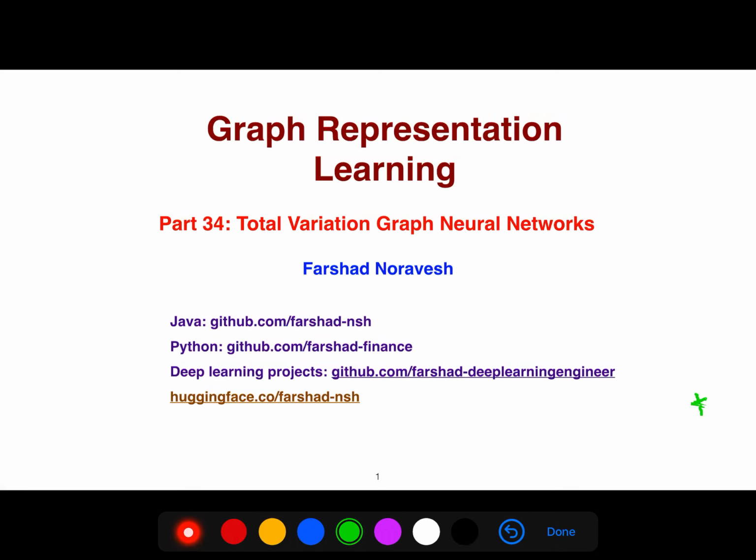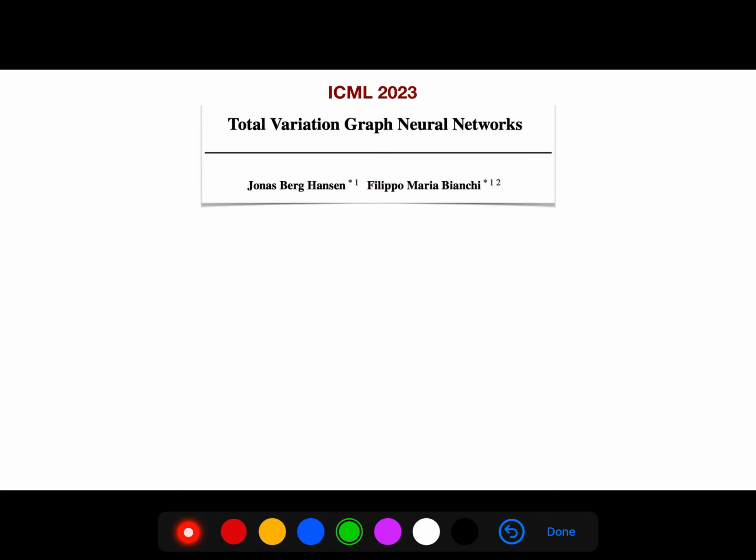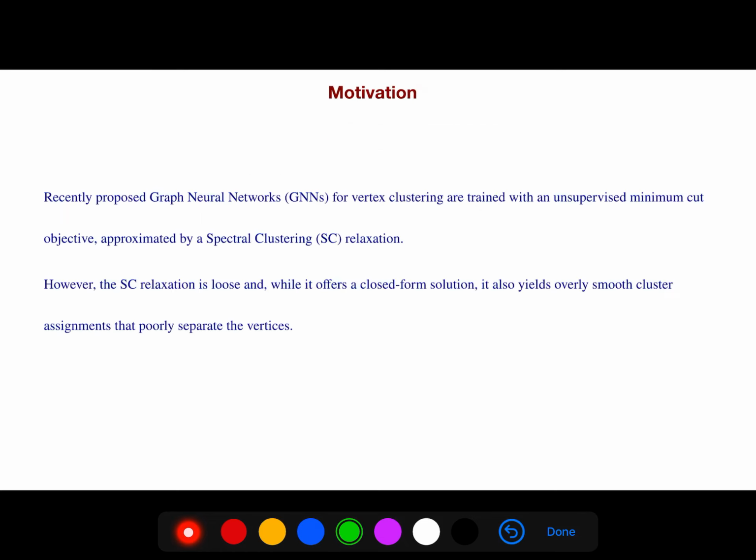Alright, so today I'm going to be explaining another important article with the title Total Variation Graph Neural Networks. Again, another good article from Bianchi, the guy who talked about MinCut and introduced several interesting hierarchical graph pooling methods. This time he wrote an article in ICML 2023.